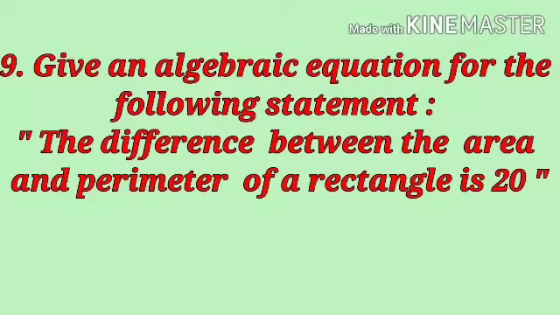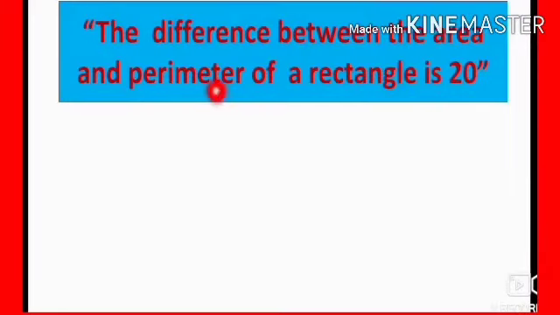Ninth problem. Give an algebraic equation for the following statement. The difference between the area and perimeter of a rectangle is 20. Now, students, let us construct an algebraic equation for the given verbal statement. The difference between the area and the perimeter of a rectangle is 20. So now, we know the area and perimeter of a rectangle.